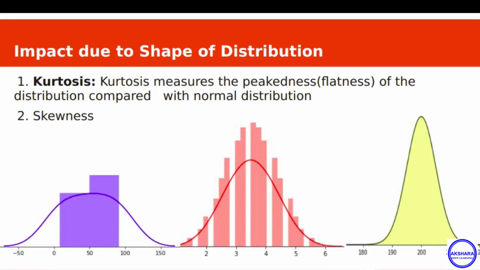The shape of any distribution can be described by two measures. One is kurtosis, second one is skewness. Kurtosis measures the peakedness or flatness of the distribution compared with the normal distribution. Distributions that are taller or more peaked than normal distribution are termed leptokurtic. Distributions that are flatter are called platykurtic. Mesokurtic distributions have kurtosis of 0, matching that of the normal distribution. Means mesokurtic distributions are the same as normal distribution.